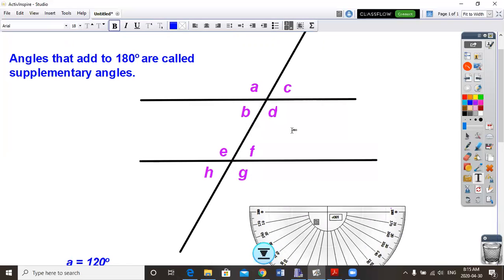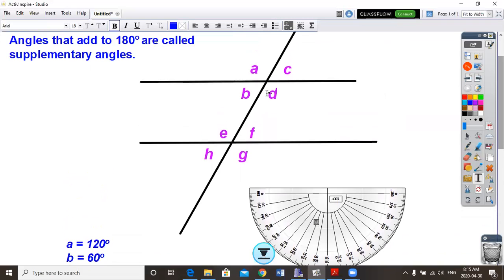Notice that supplementary angles are on a line, and they are on either side of a transversal. So A and C are supplementary, B and D are supplementary, A and B are supplementary, and C and D are supplementary. That can be quite useful because if angle C, let's say, is 10 degrees, then we know that angle A would have to be 170 degrees because they have to add up to 180.